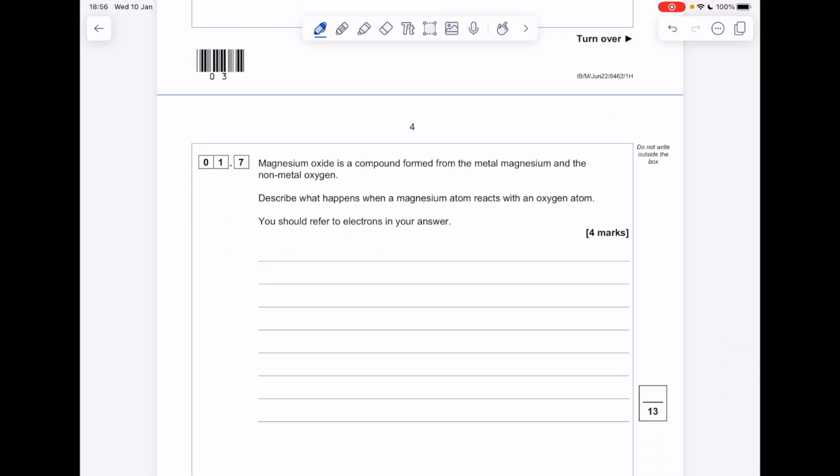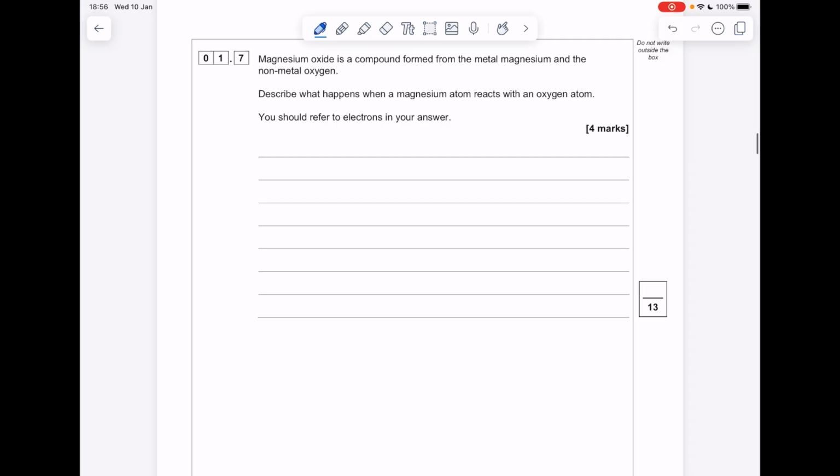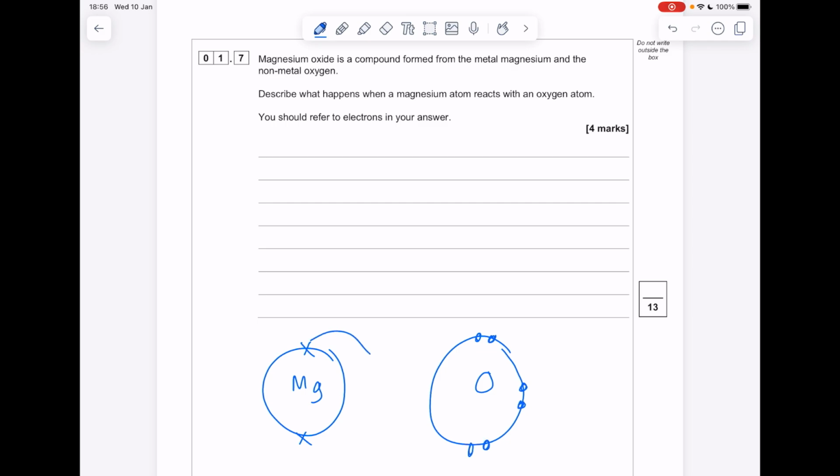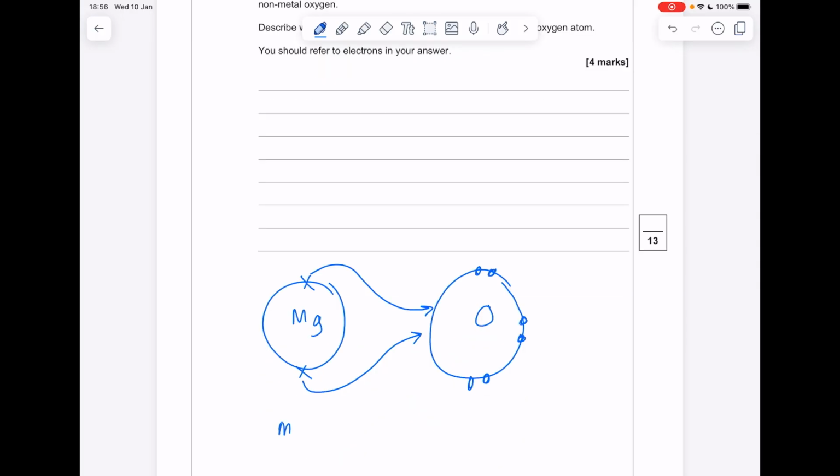Magnesium oxide is a compound formed from the metal magnesium and the non-metal oxygen. Describe what happens when a magnesium atom reacts with an oxygen atom. Now, magnesium is in group 2, which means it has 2 electrons in its outer shell. Oxygen is in group 6, so it has 6 electrons in its outer shell. Now the magnesium atom will lose 2 electrons in order to gain a full outer shell. The oxygen will gain 2 electrons in order to gain a full outer shell. And so in terms of the final charge, because it's lost those 2 negative electrons, it's 2 plus, oxygen is 2 minus, and we'll write that now.